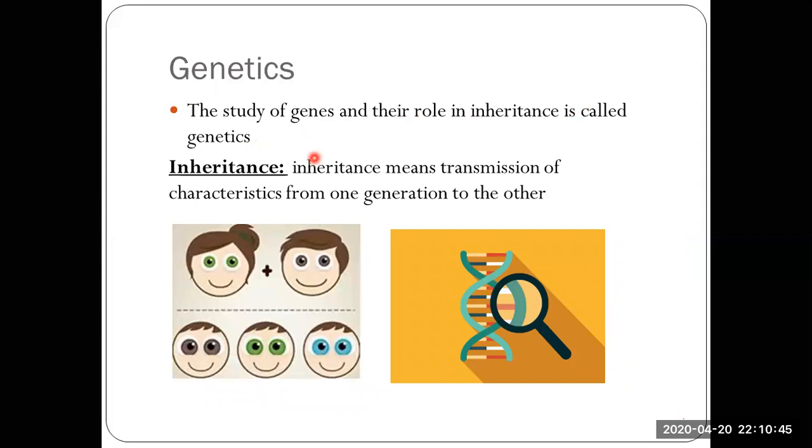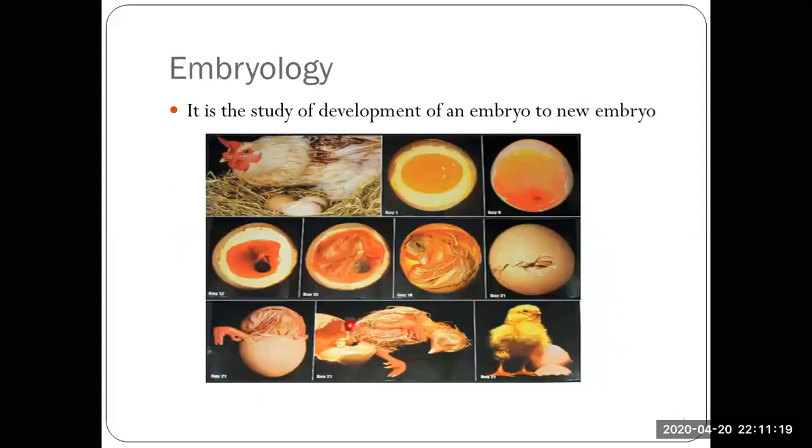In genetics, what is genetics? It is the study of genes and their roles in inheritance. What is inheritance? Inheritance means transmission of characteristics from one generation to another. So in genetics we study what traits you get from your father and from your mother. You can see these three children, they get the trait of eye color from their parents. Only one child has a different eye color from the parents. So when we study traits or inheritance, we are studying it under genetics.